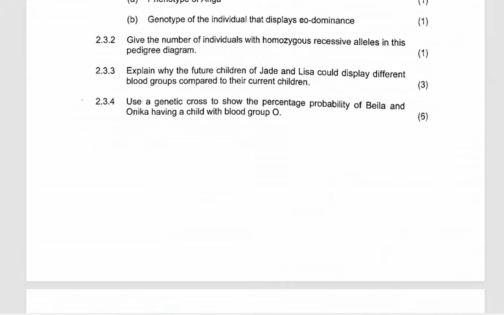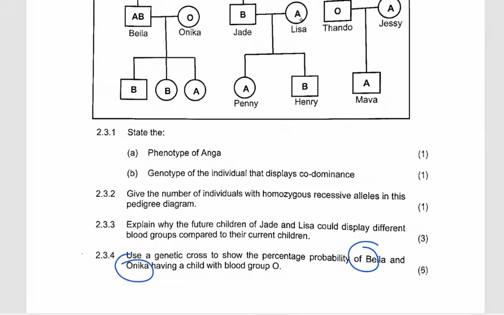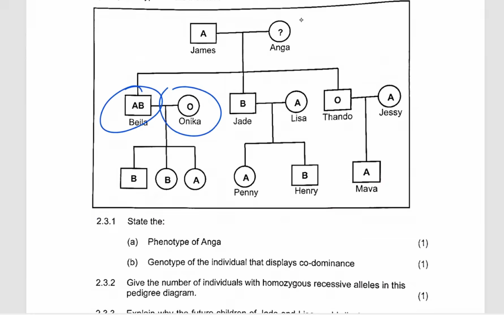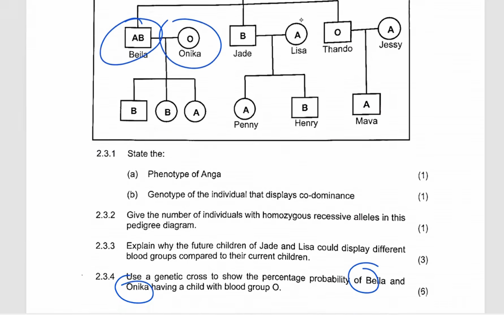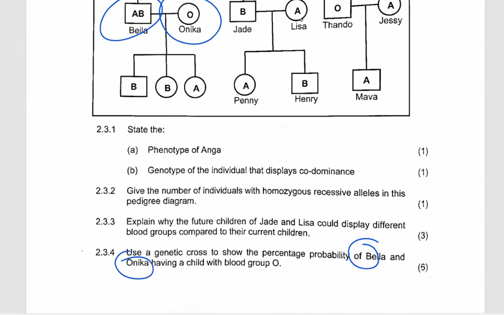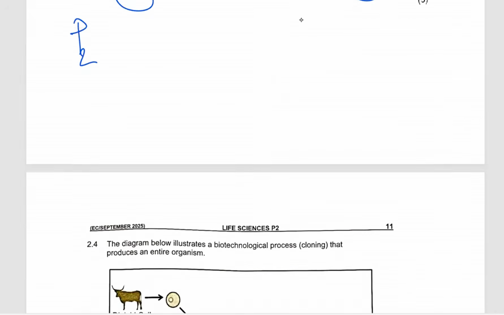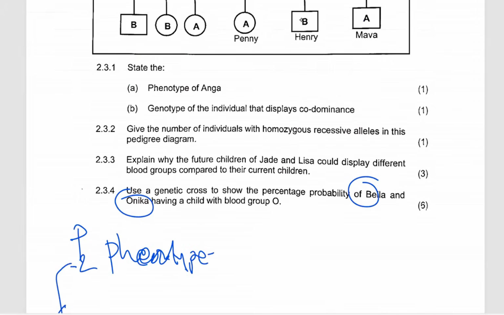Use the genetic cross to show the percentage possibility of Baila and Onika having children with blood group O. So I have to go back and look for Baila. Where is Baila? And then Onika, the same genetic cross. So since they are in the second generation, I will say P2, F2. And then they are saying the phenotype. I told you that this 1 mark is obtained free. So genotype, I come to the question.